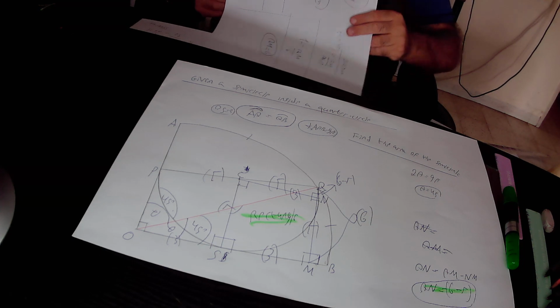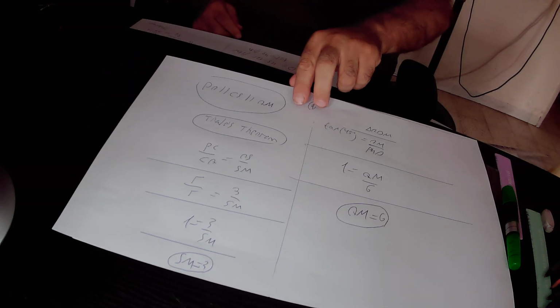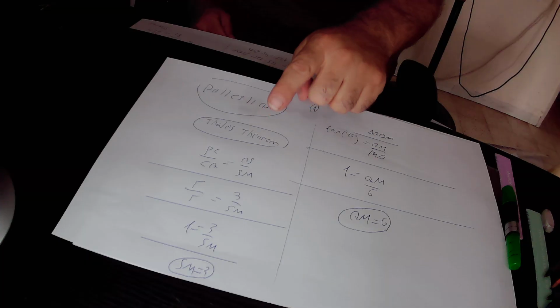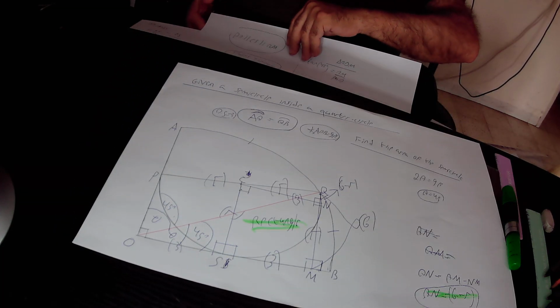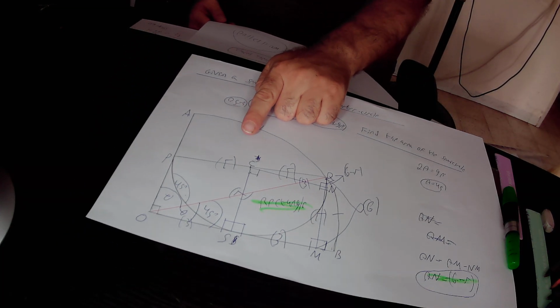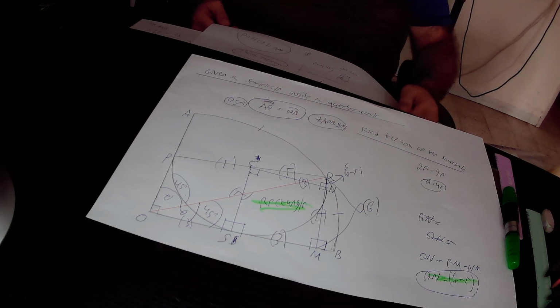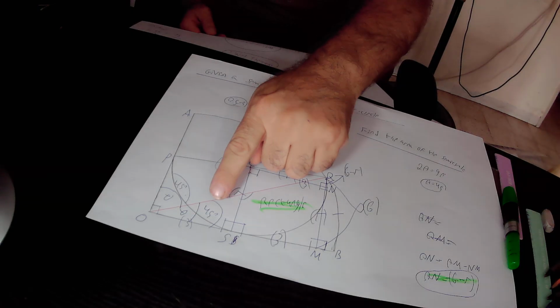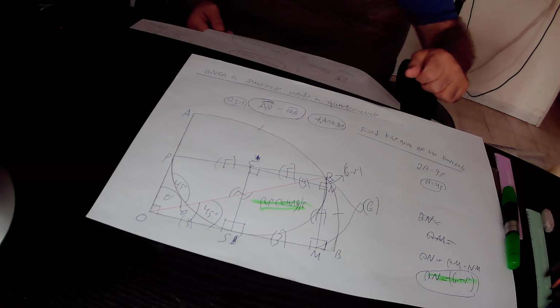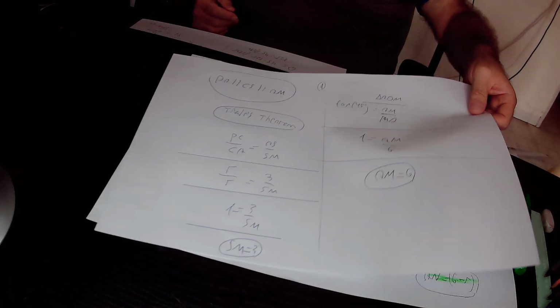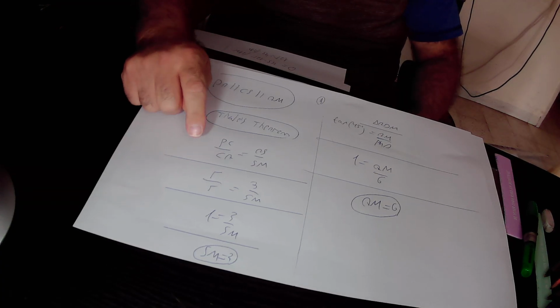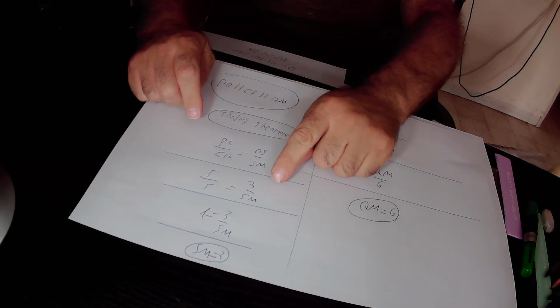Again, according to the theorem, PC over CQ equals OS over SM. PC is the radius of the circle, that is R, and PQ is also the radius of the semicircle, that is R. It is given that OS is 3, and SM is the missing side. So PC is R, CQ is also R, OS is 3, and SM is the missing side.